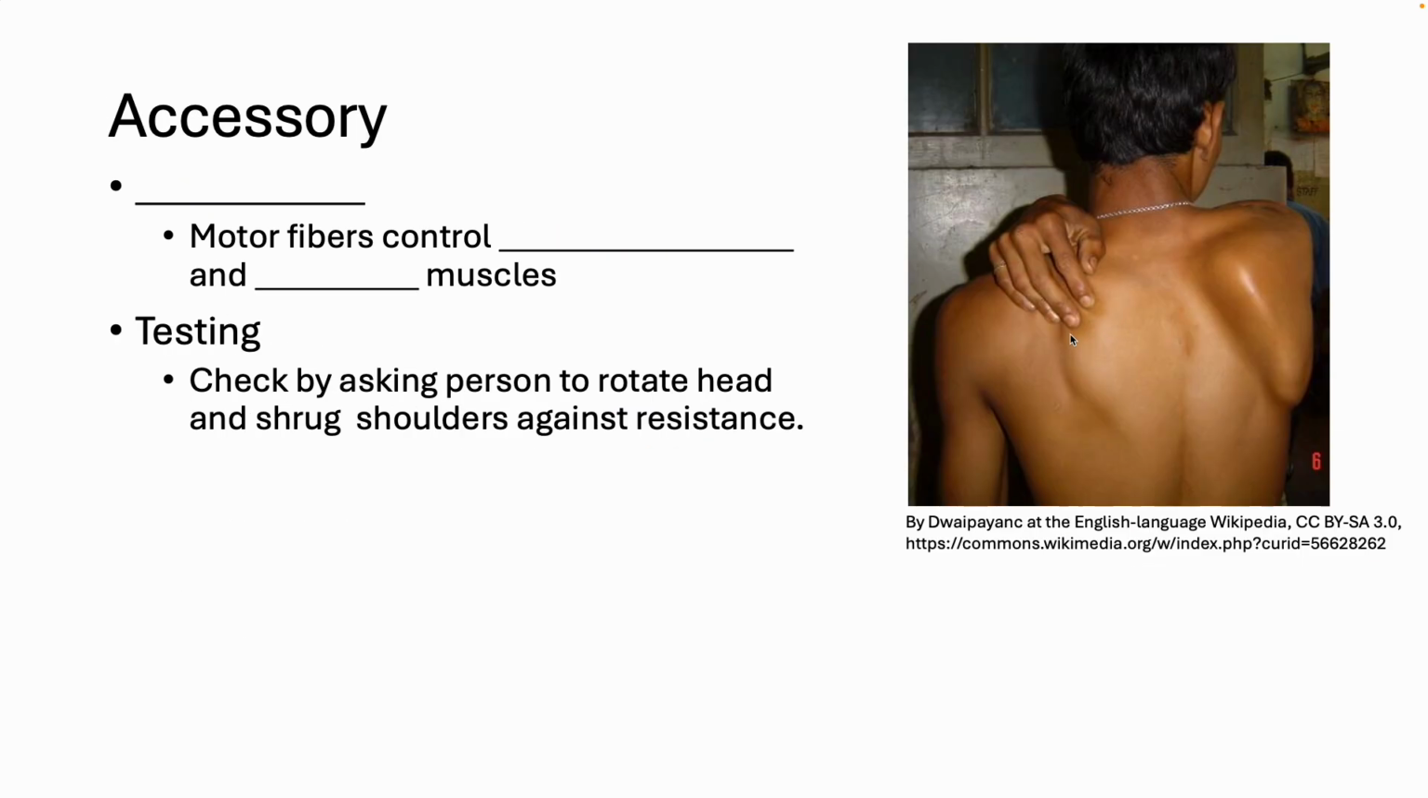And finally, the accessory is primarily motor. It controls motor fibers that control the sternocleidomastoid and trapezius. So these are going to be upper back muscles and neck muscles that are going to control your ability to rotate your head and shrug your shoulders against resistance. When you have damage to this, it might result in winging, which is what is going on here with the scapula.